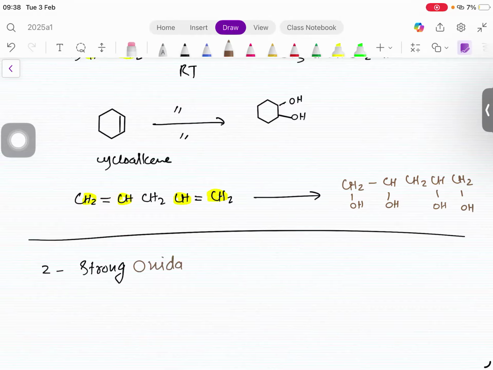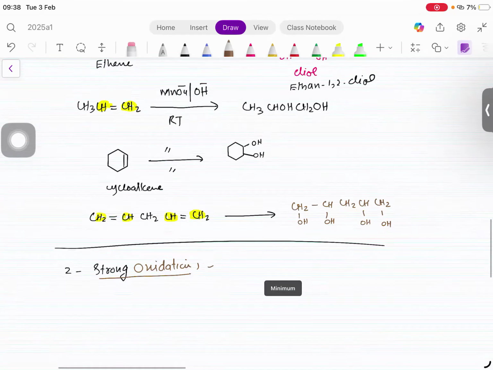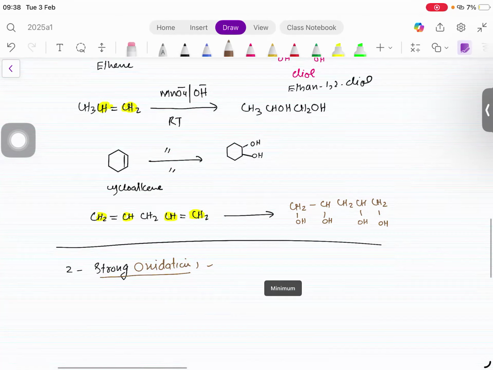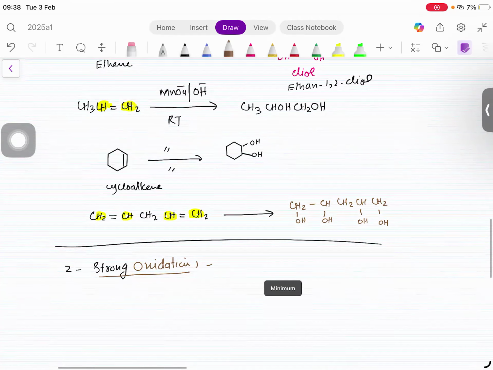Oxidation of cyclohexane included or excluded? Yes. Okay, so let's stop here. We'll continue the strong oxidation in the next class, right?